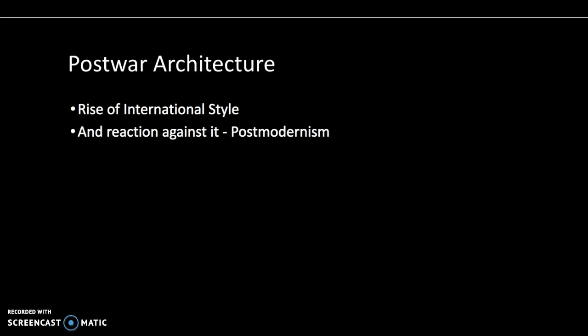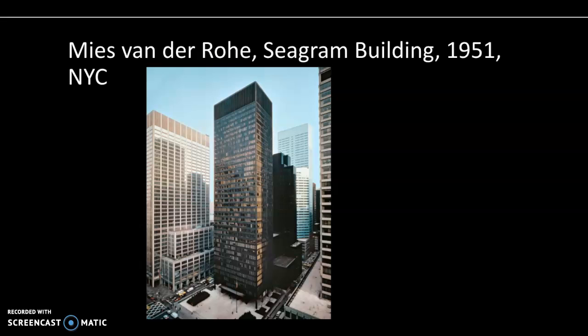Now, of course, the pendulum is going to swing the other way, and we'll see the rise of what's called postmodern architecture later. Architects who feel like there's nowhere to go. We have reached the furthest extent of international style, and we need to turn to something else. But let's look at one of the best examples of international style architecture first. This is Mies van der Rohe's Seagram Building in New York City.